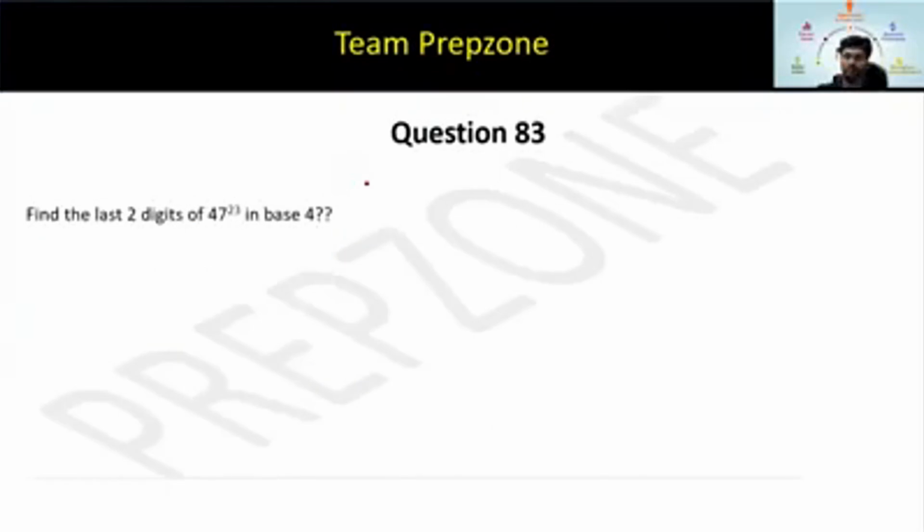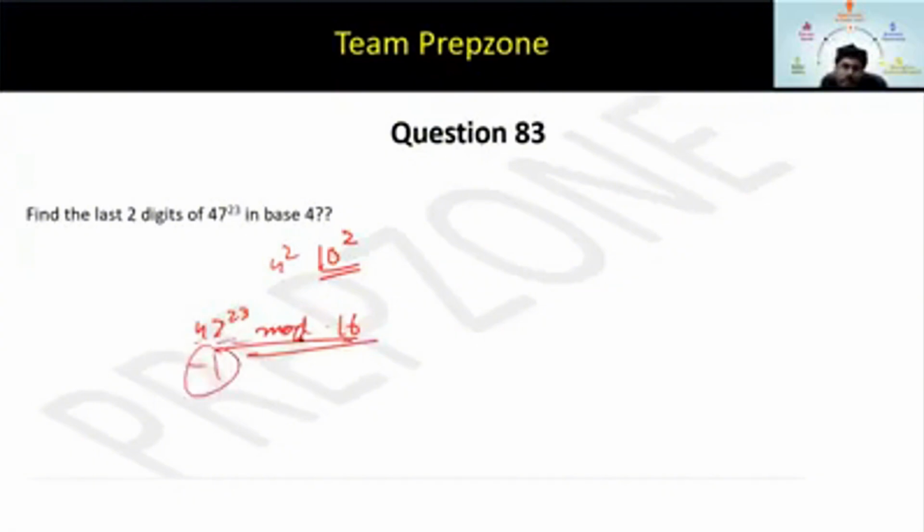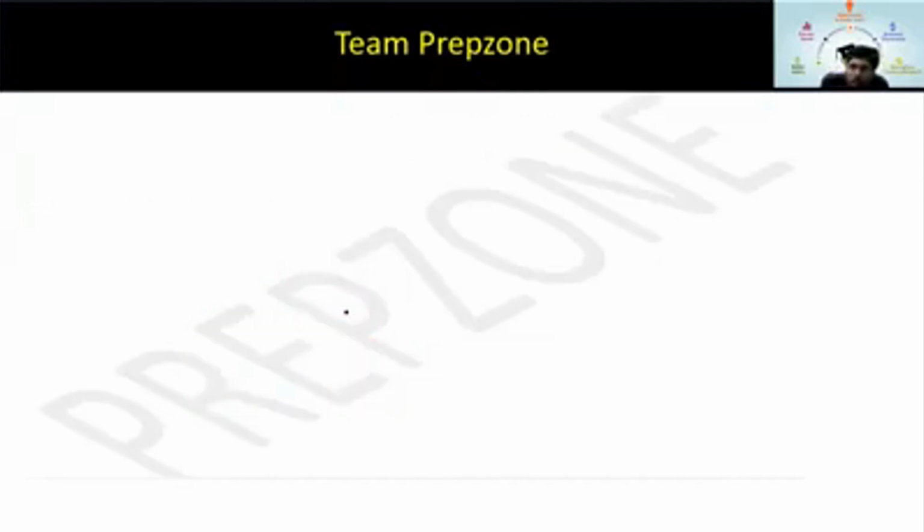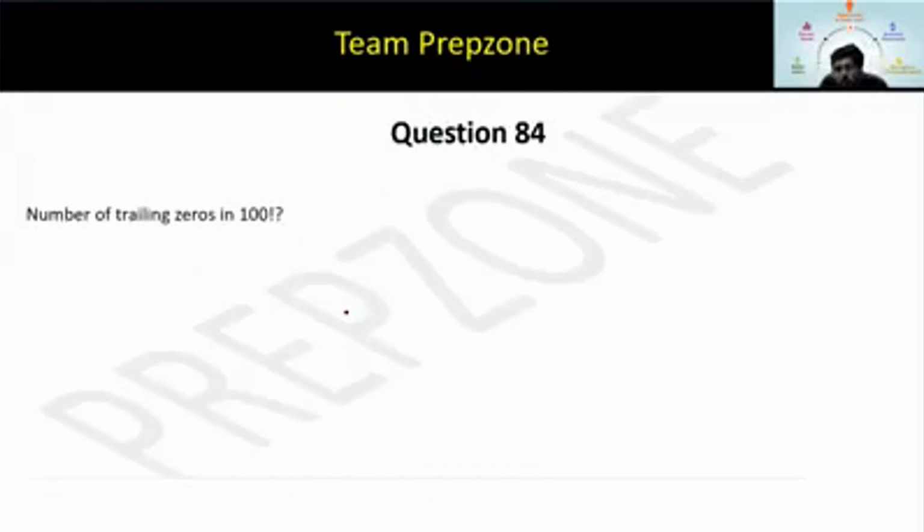Find the last two digits of this in base 4. 16, 16, 16. You will take the square, right? There you took 10 square. Here what will you take? 4 square. The simple question is this mod 16. What is it? 16 threes are 48. This is -1. The answer is -1 or 15. Clear? Next question. Number of trailing zeros in 100 factorial.